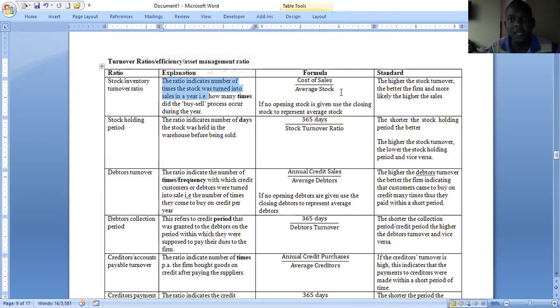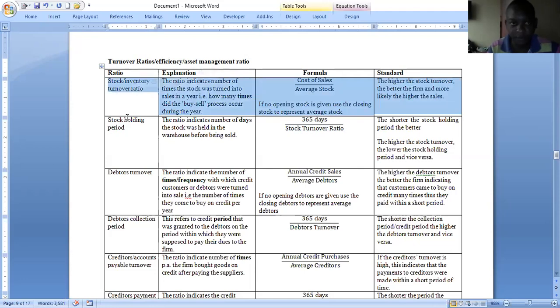This ratio is calculated by dividing the cost of sales by the average stock. The higher stock turnover ratio indicates higher efficiency. A high stock turnover ratio indicates high efficiency.